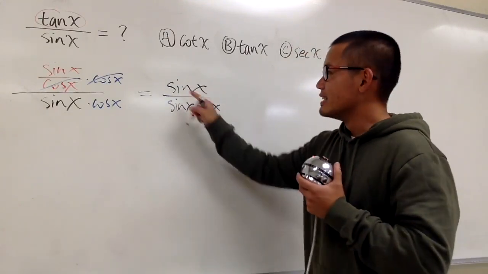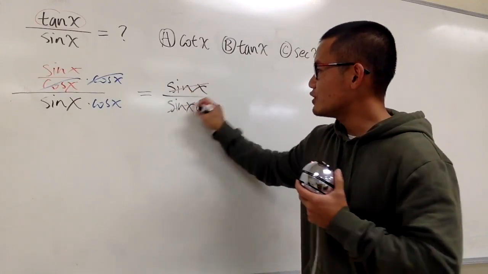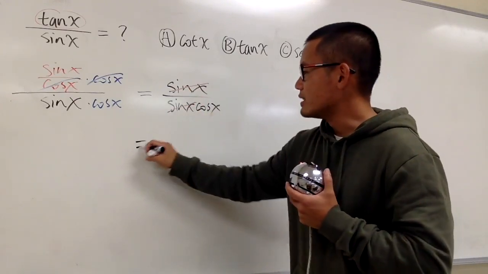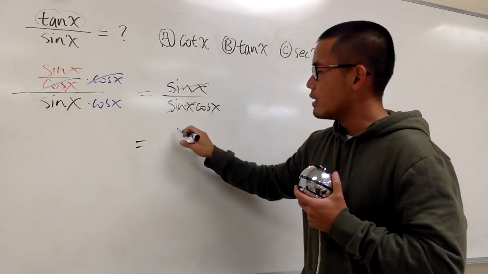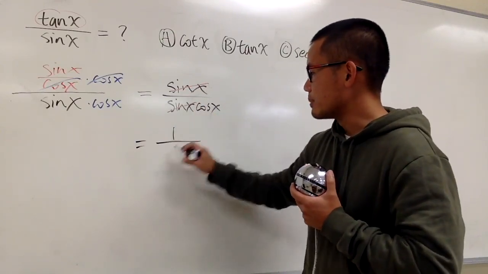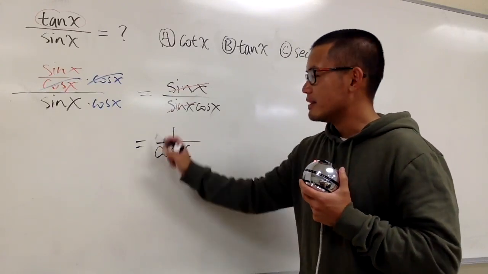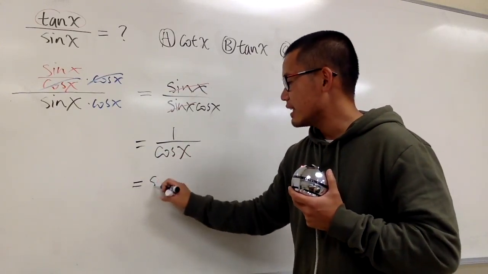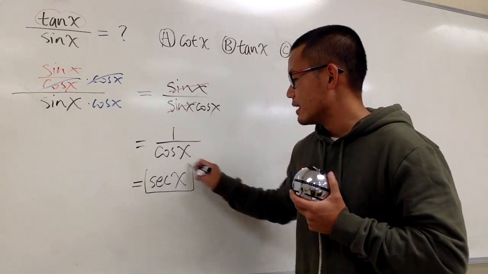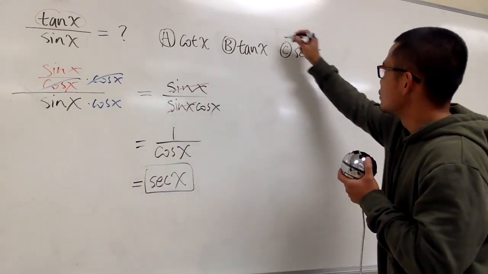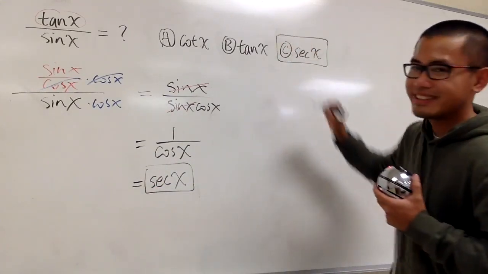And notice that sine x, they cancel each other out. So at the end, we see this is just 1 on the top over the cosine x on the bottom. And what's 1 over cosine x? This is the same as secant x. This is it. So that's answer choice C right here. That's it.